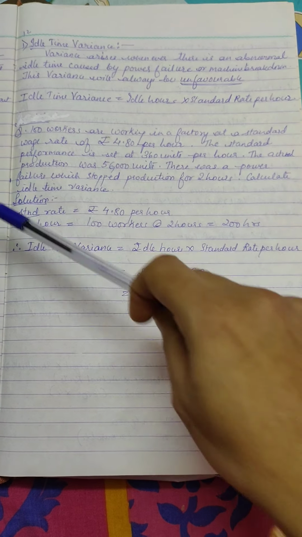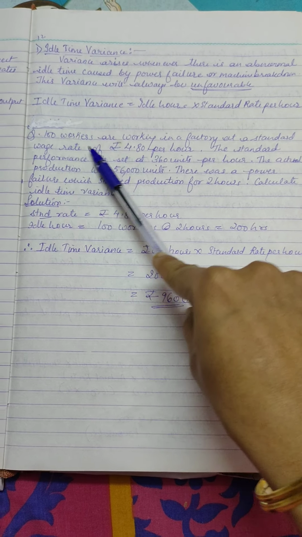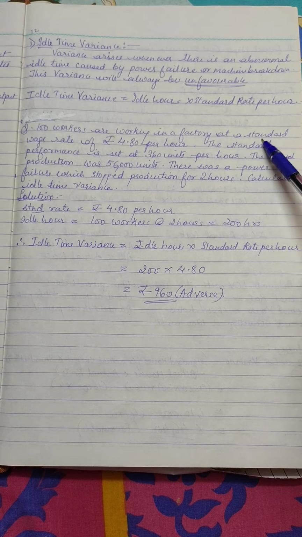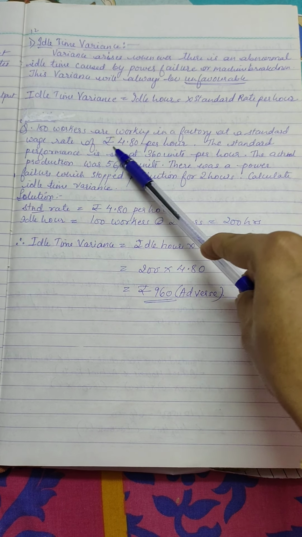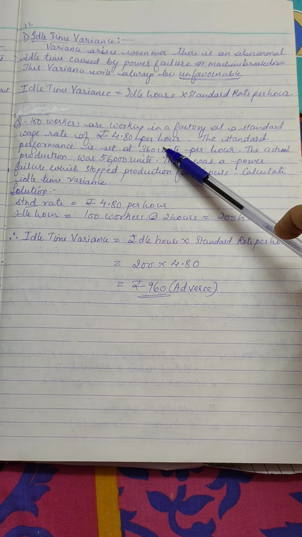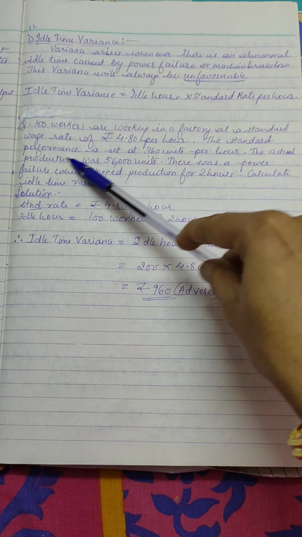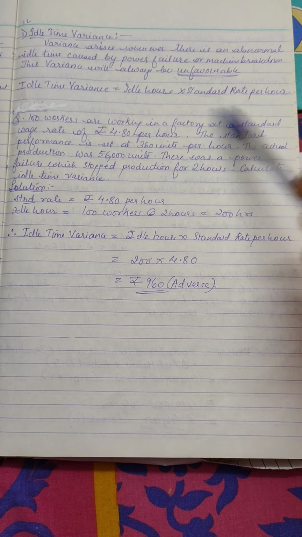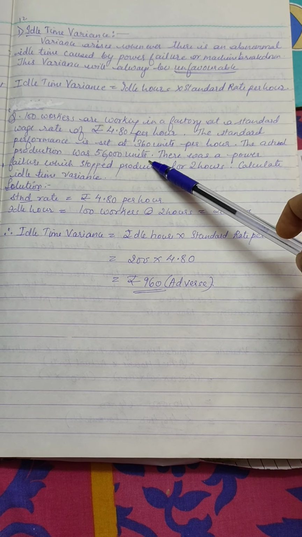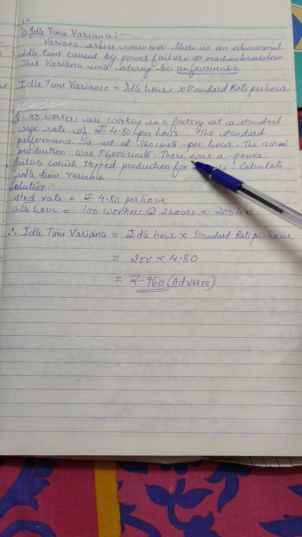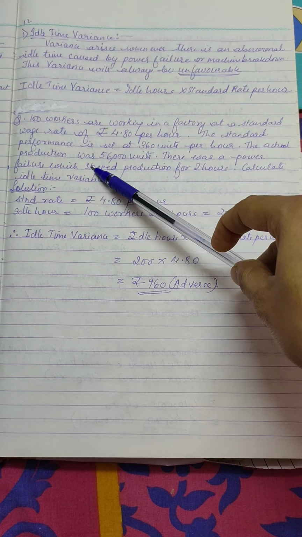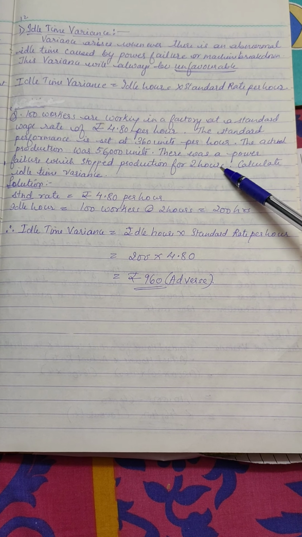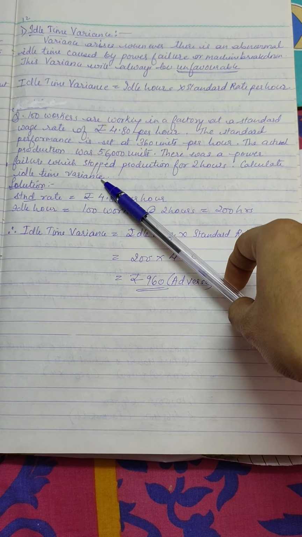Let us have a look at one problem. 100 workers are working in a factory at a standard wage rate of rupees 4.80 per hour. The standard performance is set at 360 units per hour. The actual production was 56,000 units. There was a power failure which stopped the production for 2 hours. Calculate the idle time variance.